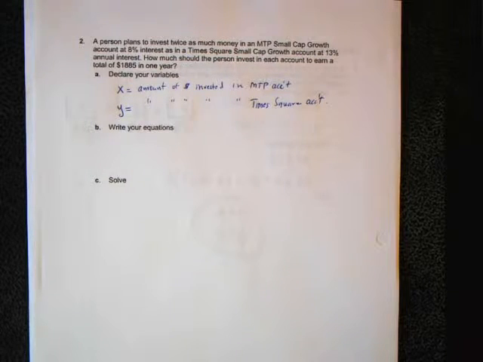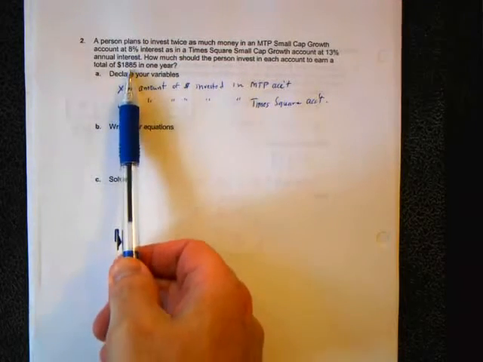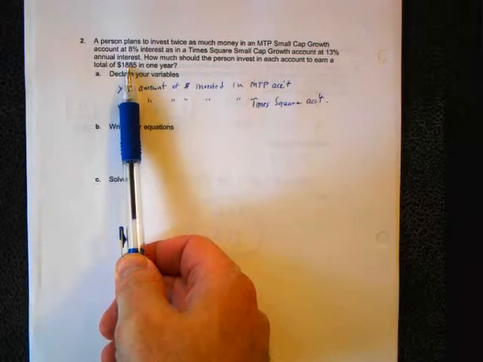X plus Y equals 1885? I don't think so. I don't think it says the person is going to invest a total of 1885. What's 1885? That'd be 0.08x plus 0.13y, right? 1885 is how much interest the person wants to earn in 1 year.